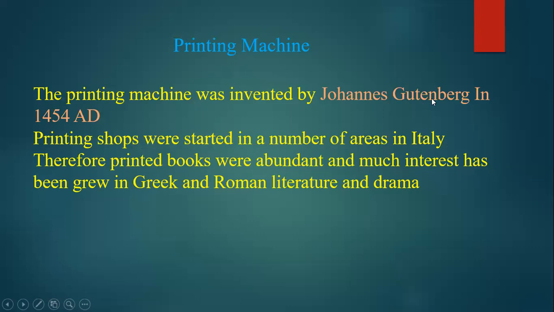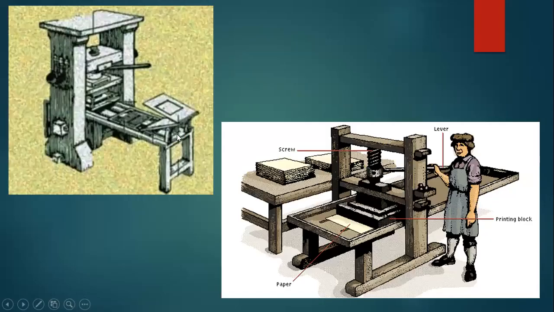Constantinople. Johannes Gutenberg, a German, invented the printing machine in 1454. So that also supported what? This supported the spread of knowledge throughout Europe. Printing shops were started in a number of areas in Italy. Therefore, printed books were abundant and much interest grew in Greek and Roman literature and dramas. See, this is a printing machine.